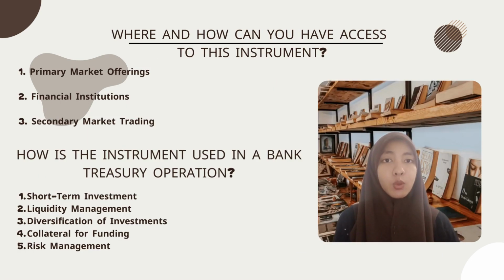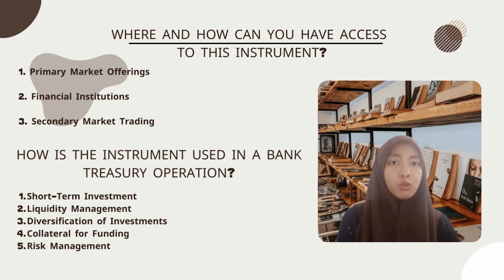Where and how can you have access to this instrument? Access to Cagamas commercial papers can typically be obtained through the following avenues. First is primary market offerings. Cagamas Berhad periodically announces primary market offerings of its commercial papers. Information about primary market offerings is typically provided through official announcements, prospectuses, or offering circulars.